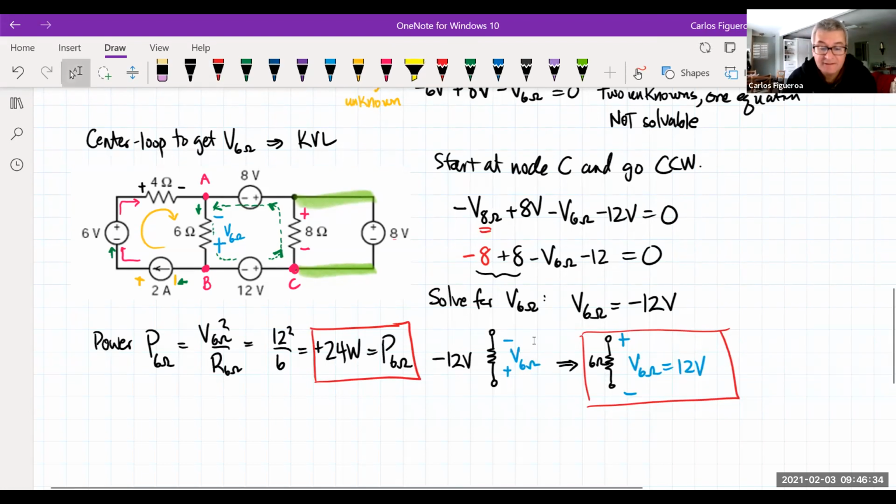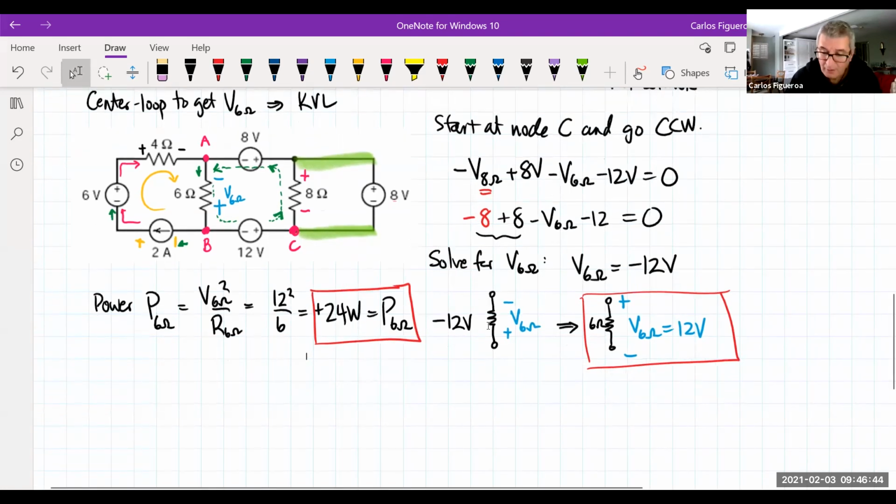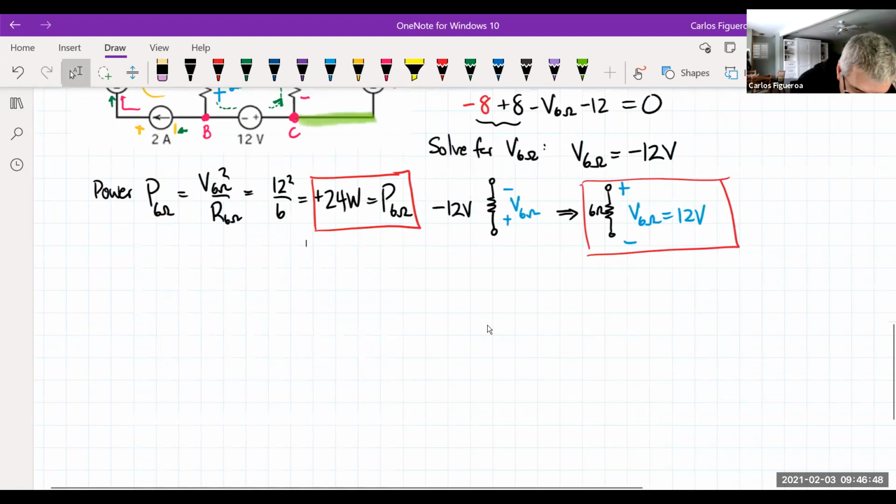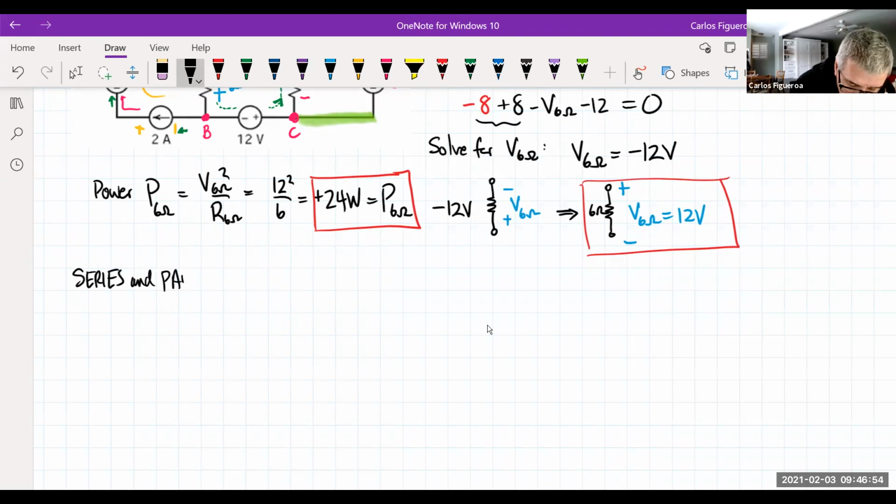That's the end of that example. So what I want to do now is that I want to go in and I want to start talking about series and parallel. So now we're at one of the most important pieces in the whole course. Parallel and series equivalence.